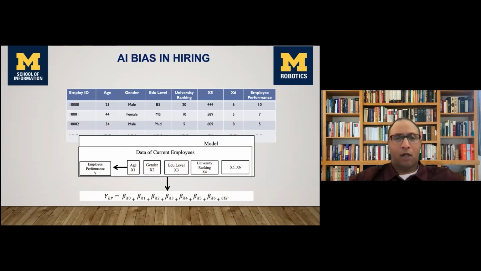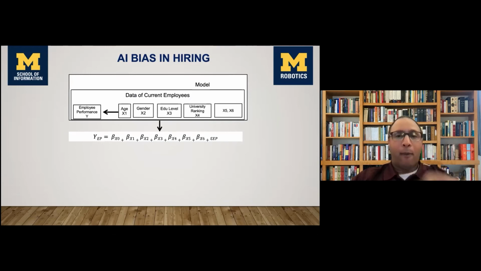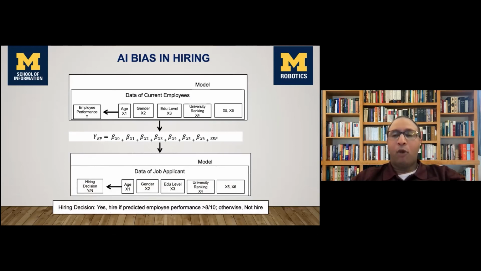So we say, okay, we know the things that are related to good employee performance, right? We have this data, we have this model, we can predict how well someone's going to do in our organization. So how about we take this model and apply it to the people we're going to hire? If someone applies to our company, we take their age, gender, educational level, university ranking, and so on, and predict their performance score. And if that score is 8 out of 10 or above, we're going to hire that person, because according to our data, that person should do well in our organization.